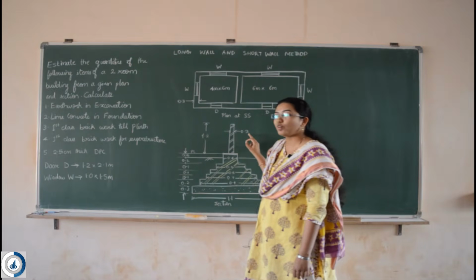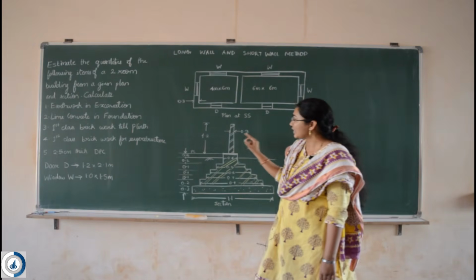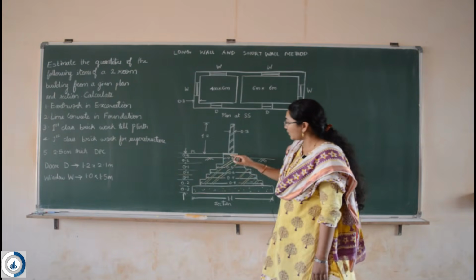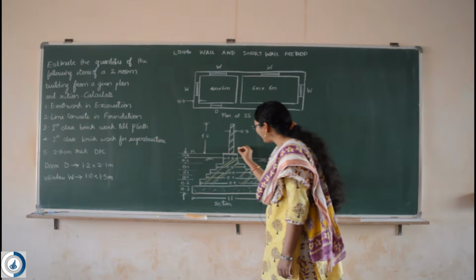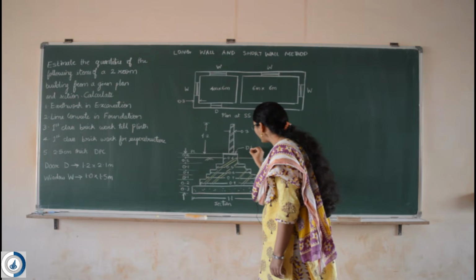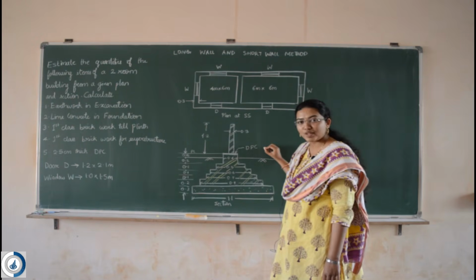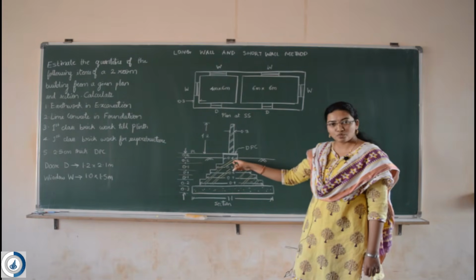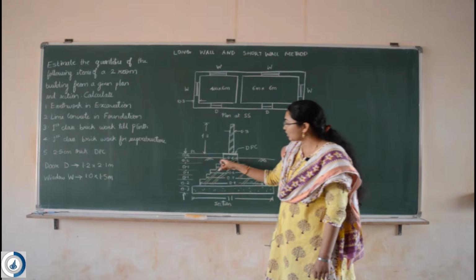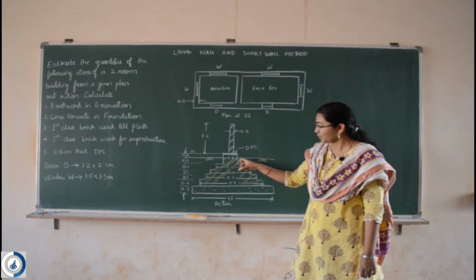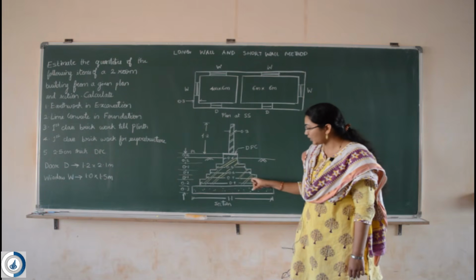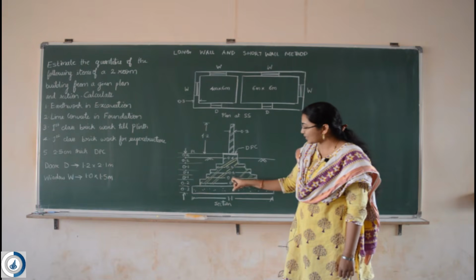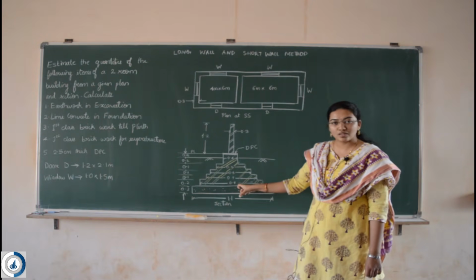In the superstructure, the width of the wall is given as 0.3 meters. Then the height of the superstructure is 4.2. Here we have the plinth level and this part is your DPC, which is 2.5 centimeters. Now the width of the DPC is given as 0.4, and the plinth level also has a width of 0.4. Then we have 4 steps. The sizes go 0.5, 0.6, 0.7 and 0.8 meters width.